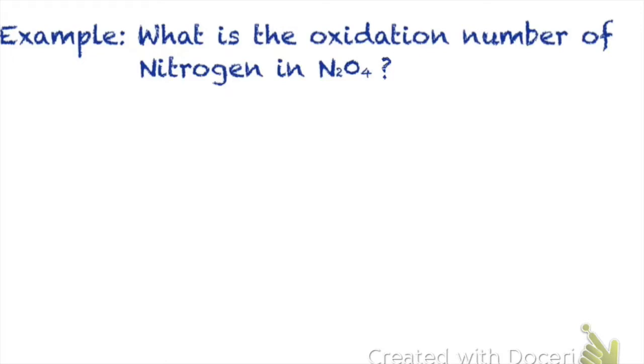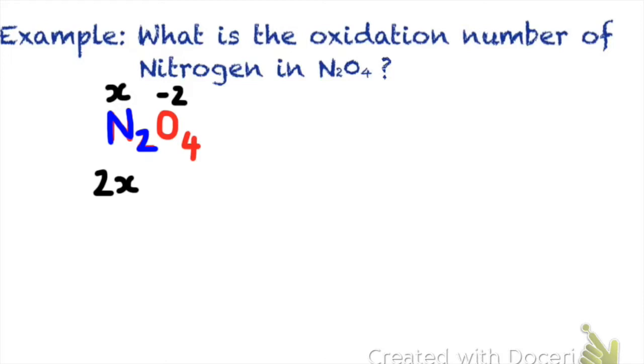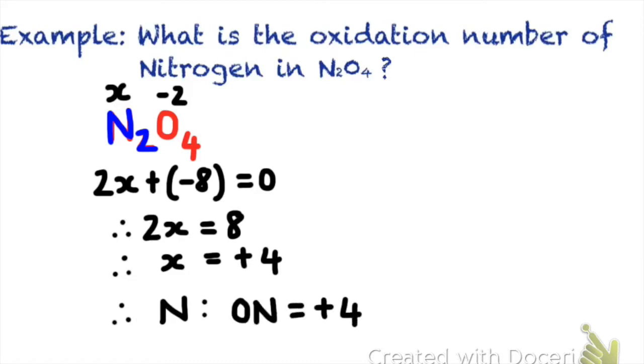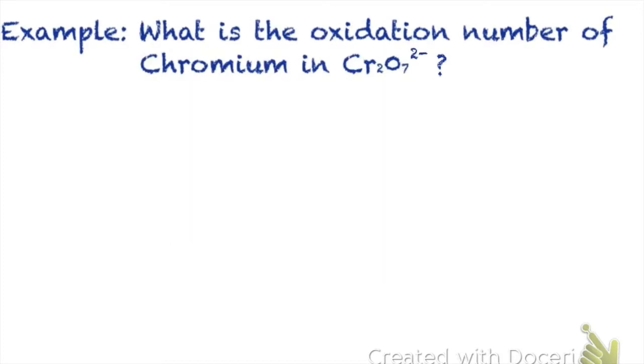What's the oxidation number of nitrogen in N2O4? That's dinitrogen tetroxide. Let's have a look. We're interested in the nitrogen. We don't know what it is, so let's call it X. There are 2 nitrogen atoms, so it contributes 2X. Oxygen is -2. There are 4 of them, so that's -8. And it has to equal 0 because it's a neutral compound. So 2x is 8, and so x is +4, which tells us that nitrogen has an oxidation number of +4 in dinitrogen tetroxide.